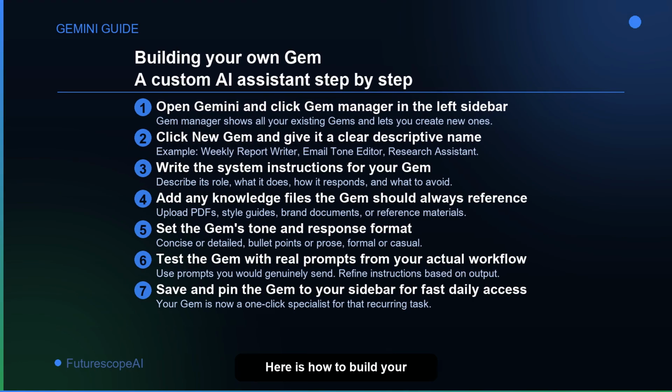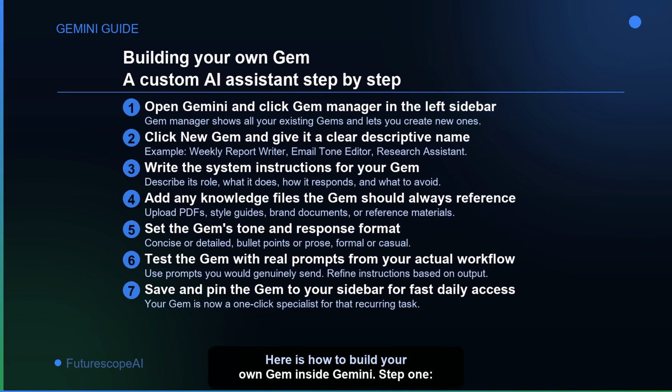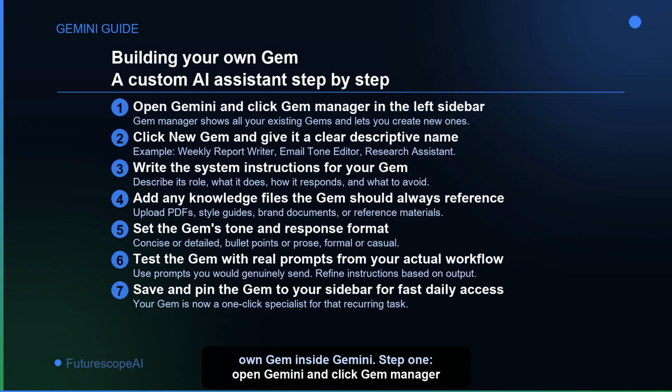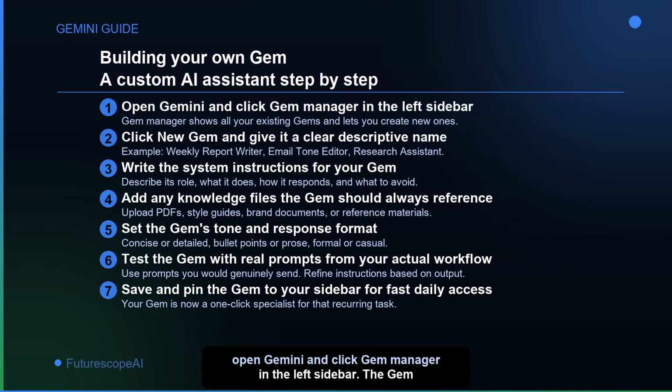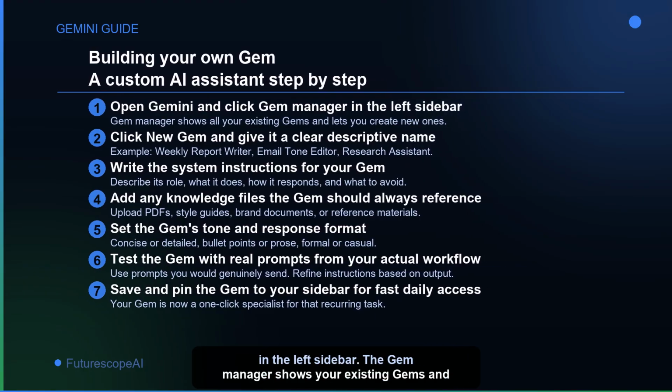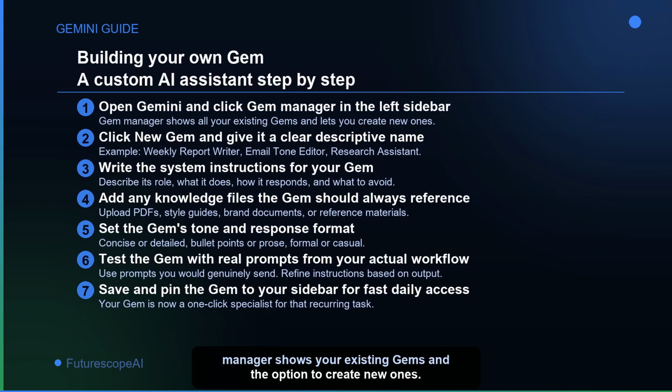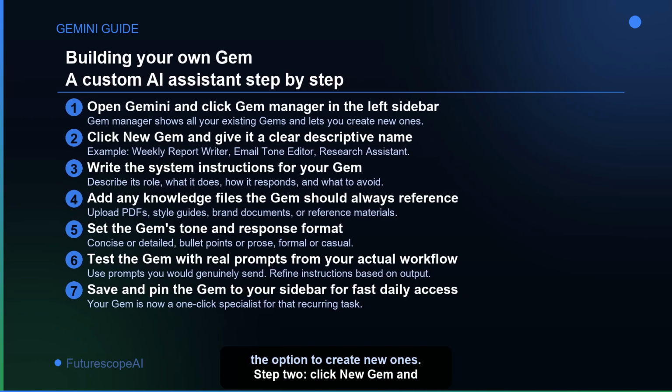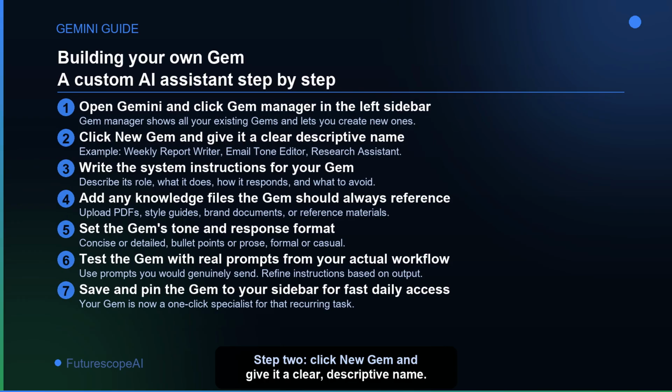Here is how to build your own gem inside Gemini. Step 1. Open Gemini and click Gem Manager in the left sidebar. The Gem Manager shows your existing gems and the option to create new ones. Step 2. Click New Gem and give it a clear, descriptive name.